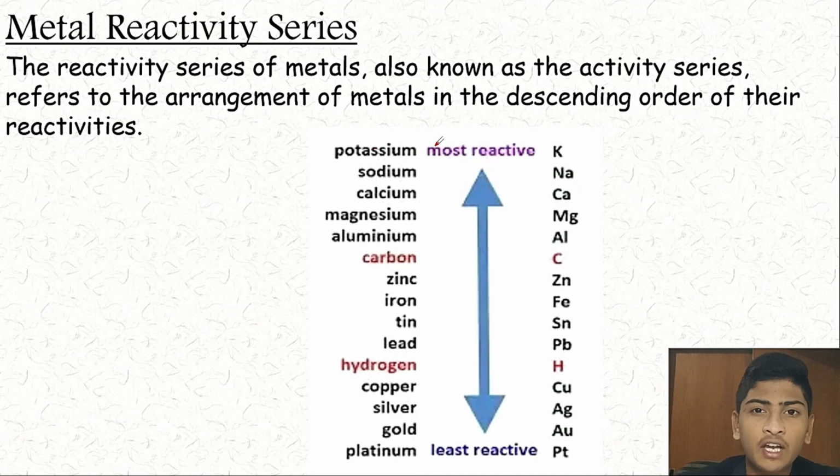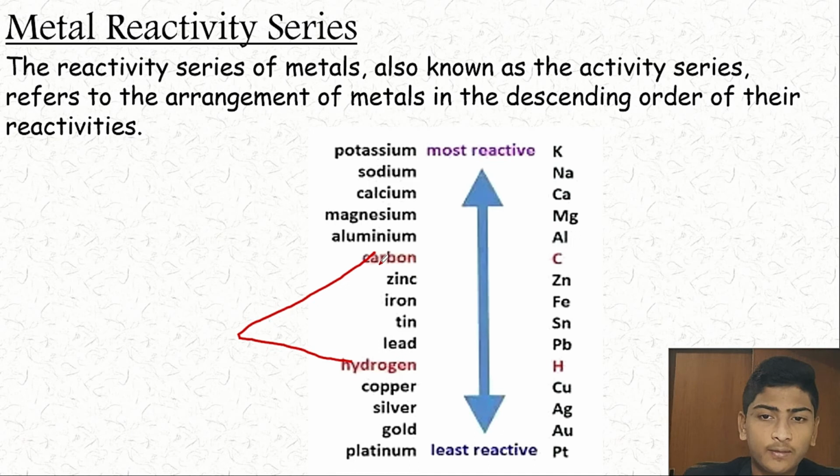Here potassium is highest and most reactive, and next come sodium, calcium, magnesium, aluminium, carbon, zinc, iron, tin, lead, hydrogen and carbon. These two are non-metals but they are also in the reactivity series just for our reference. And next, after hydrogen, come copper, silver, gold, platinum. It is mandatory to remember this metal reactivity series.